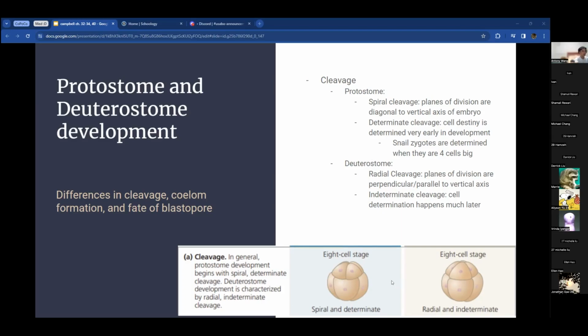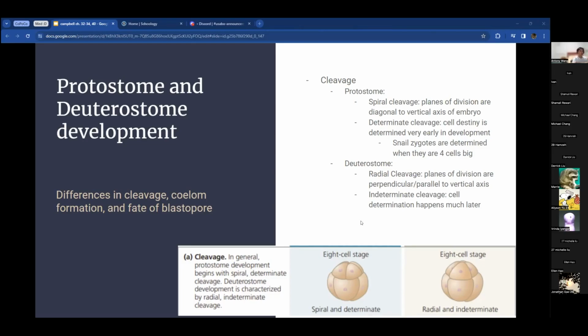What that means is that you have the embryo, imagine an embryo, and you have the vertical and horizontal axes. The cuts of cell division will happen diagonally to the vertical axes. That results in asymmetric cells, like you see here on the bottom. And they don't match up perfectly either.